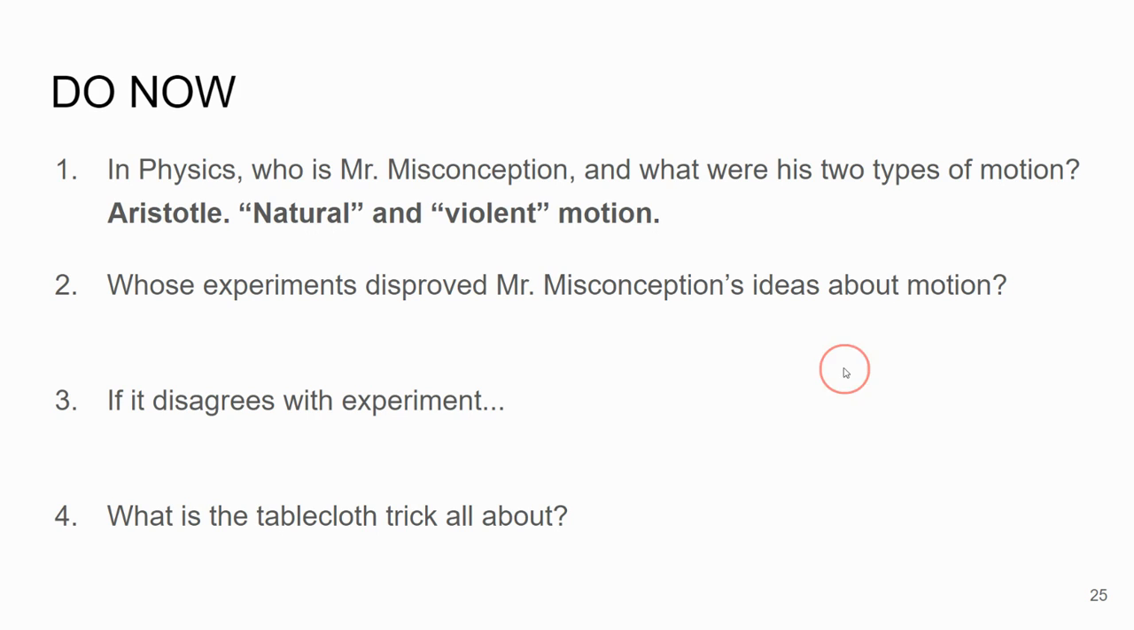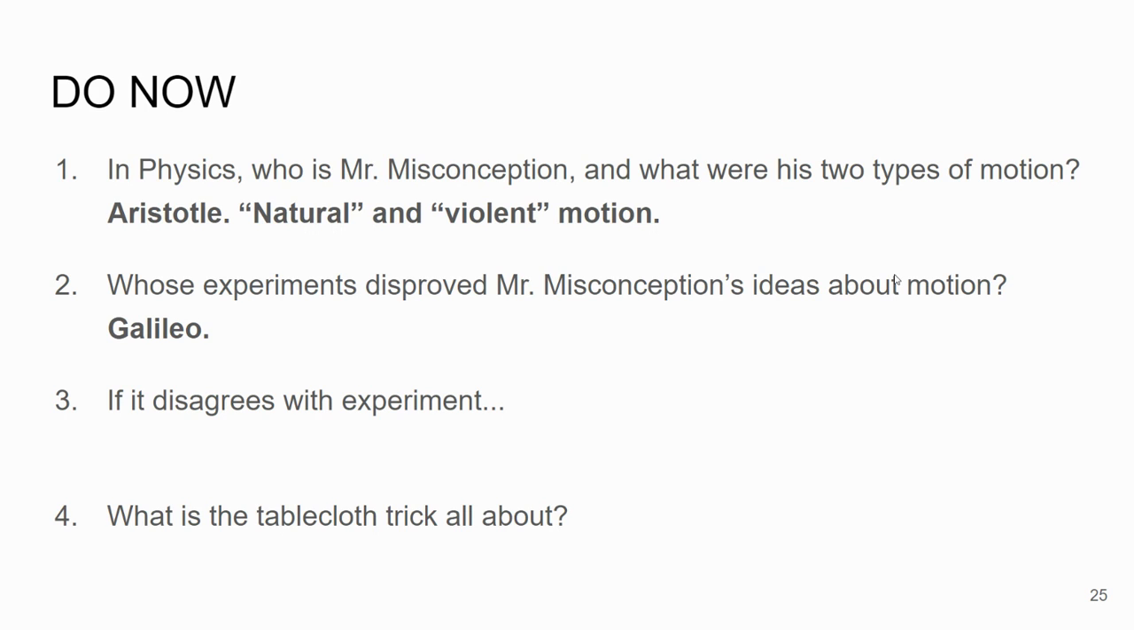That would be Galileo. So, about 17 or 1800 years after the time of Aristotle, Galileo came along and he did his experiments with the balls going down the ramp. And what happens in the middle of the ramp shows that you don't need a force to keep an object in motion, which is known as the law of inertia.